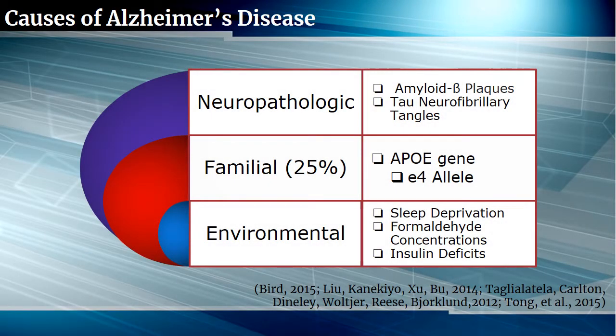The cause of Alzheimer's disease can be broken down into 3 categories: neuropathological, which are the hallmark causes of the disease, such as amyloid beta plaques, aka senile plaques, and tau neurofibrillary tangles. Familial, which includes the effect of the ApoE4 gene and makes up approximately 1/4 of all Alzheimer's disease cases. And environmental, which is still currently being researched but may include formaldehyde concentrations in the body and insulin deficits. Sleep deprivation is also an environmental factor, which we'll be going into further detail about later on.